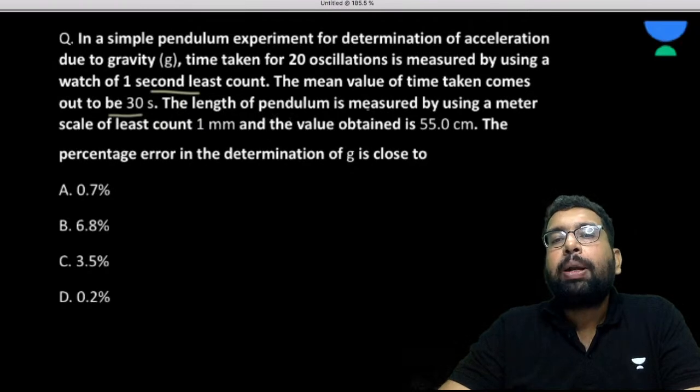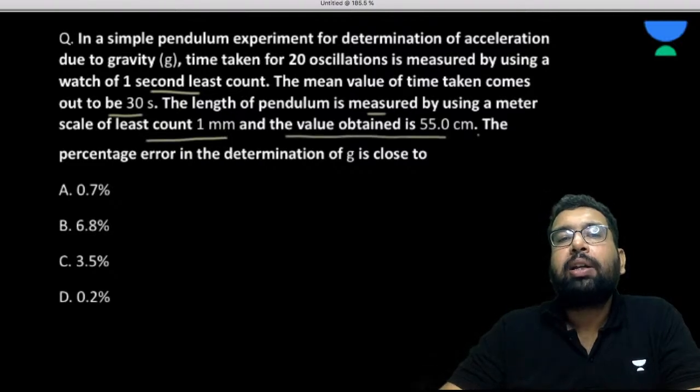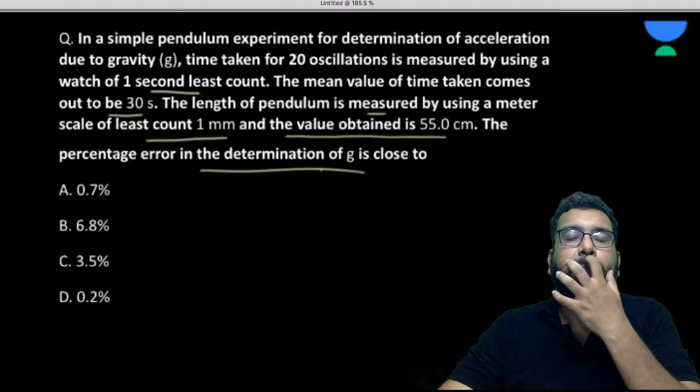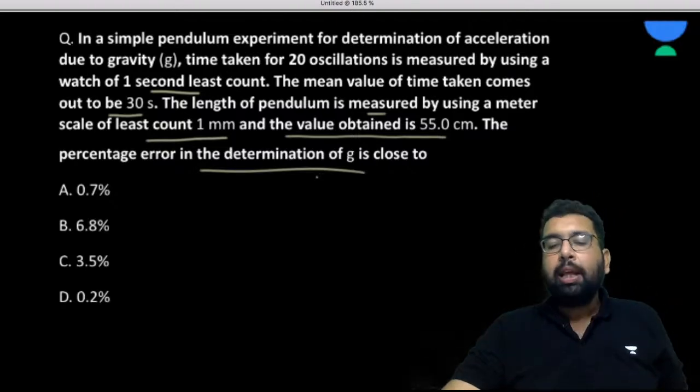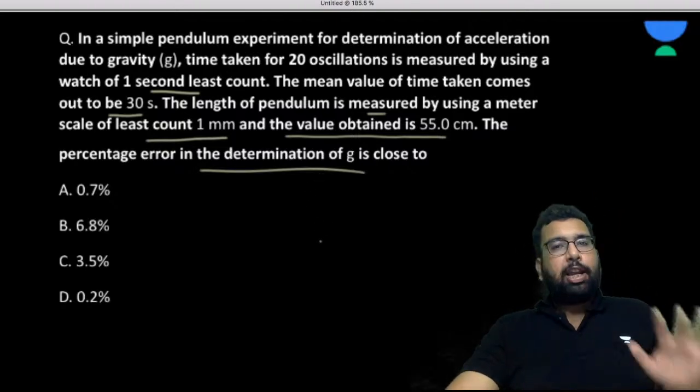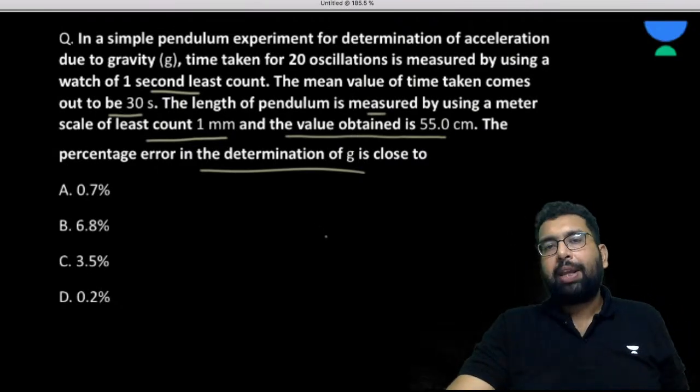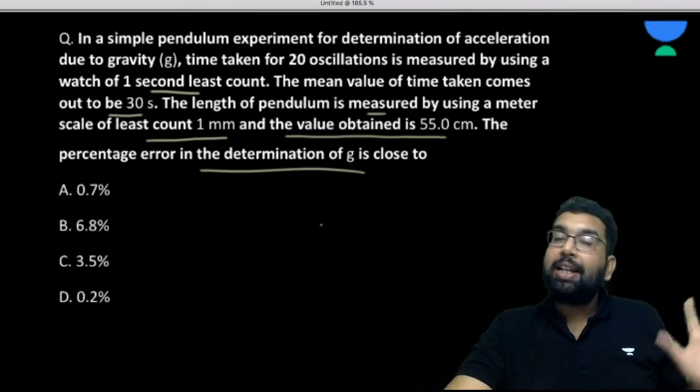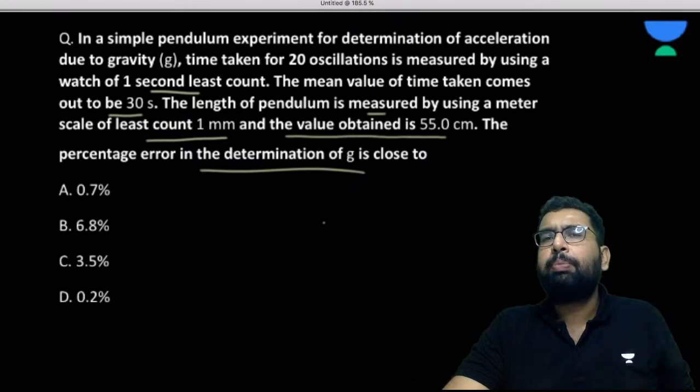The length of the pendulum is measured by using a meter scale of least count 1 mm, and the value obtained is 55.0 centimeter. The percentage error in determination of G is close to. Now please understand this. If you don't know the formula here, the question is over. In the examination, you cannot attempt this question.